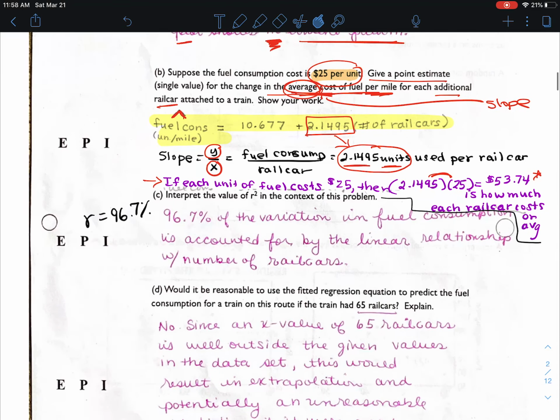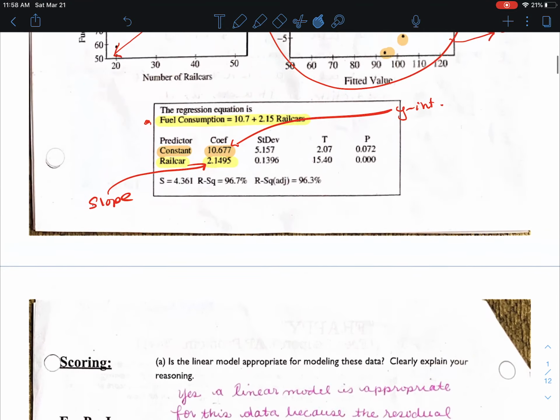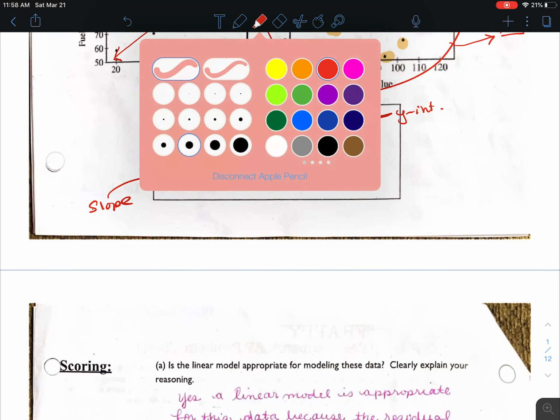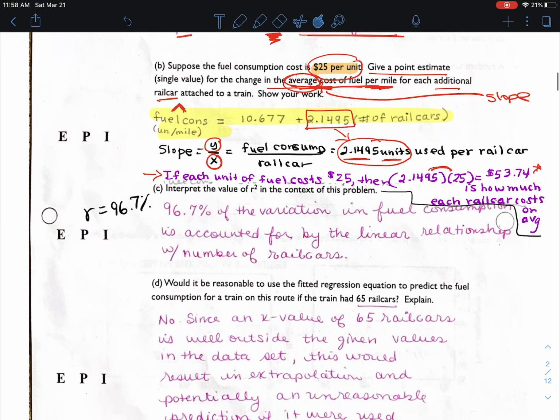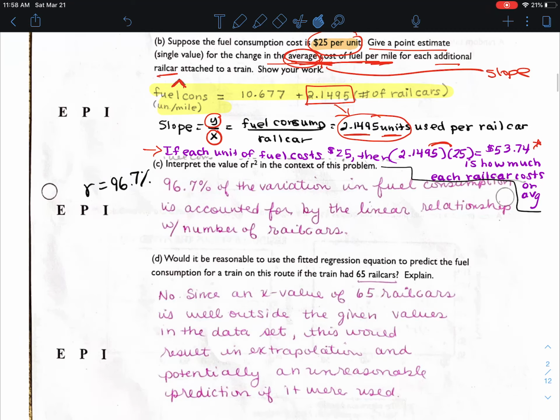Okay, part C, it wants us to interpret the value of r squared in the context of this problem. R squared is what we call the coefficient of determination that can be found in the computer output right here. And this is a template that we just kind of have to memorize. This is something you probably want to go back and study here. This should be on your nuts and bolts. We're saying that 96.7% of the fluctuation or variation in the fuel consumption is accounted for by the linear relationship with the number of rail cars. So it's telling you how much the number of rail cars are impacting how the fuel consumption is varying.